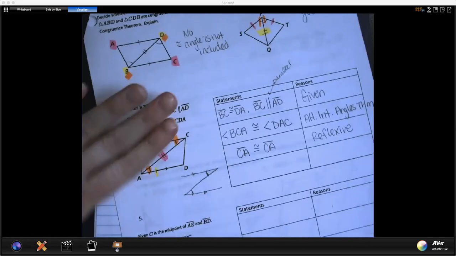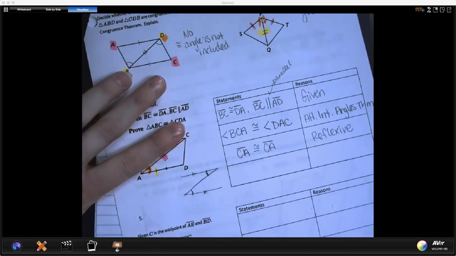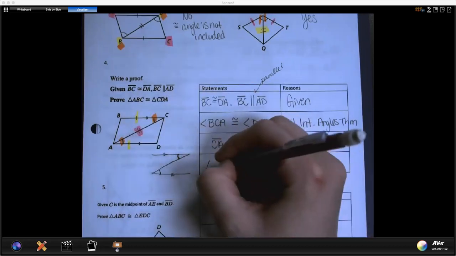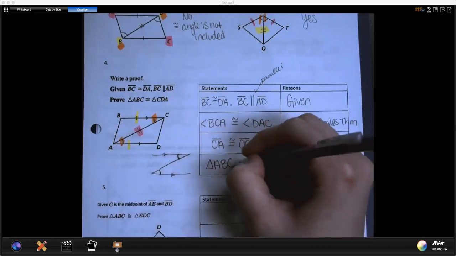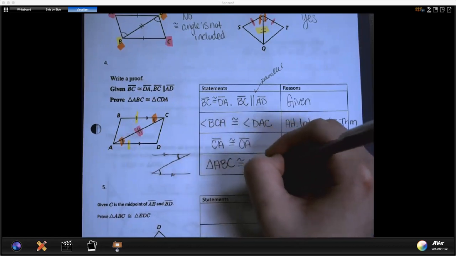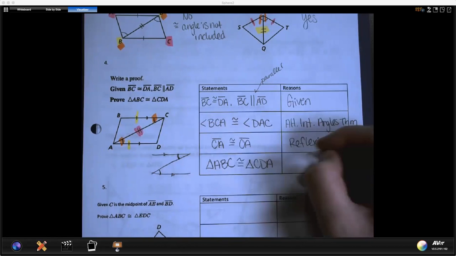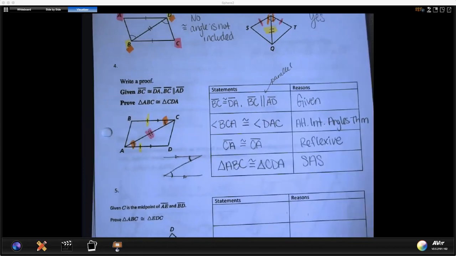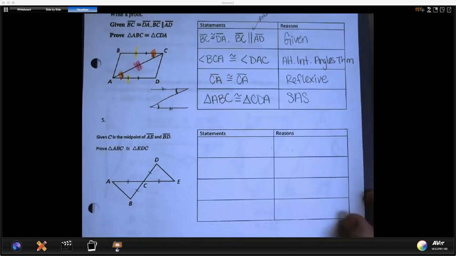The angle is in between the two sides. If I'm looking at one triangle, is the angle in between the two sides that are congruent? Yes, thank you. So therefore we can prove it by SAS. So therefore we did prove the triangle ABC is congruent to triangle CDA. And my reasoning is just SAS.